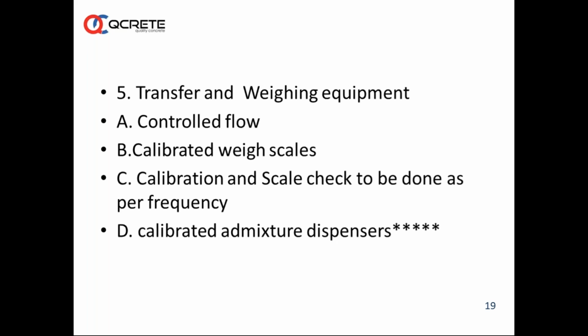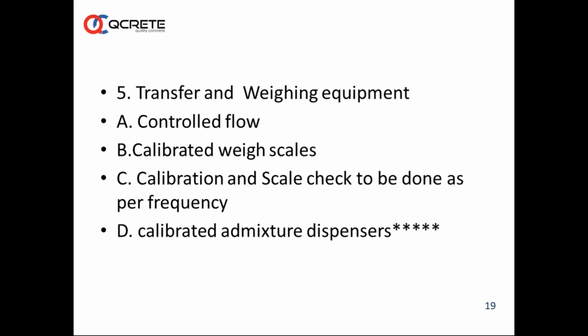Scale check is a random check. Randomly some weights are put, and we check whether the weight put on the weighing scale or the system is exactly reflected in the batch computer. This is scale check. So there is a difference between these two.